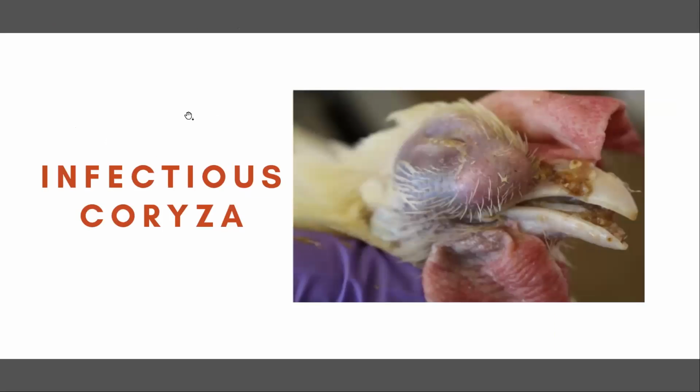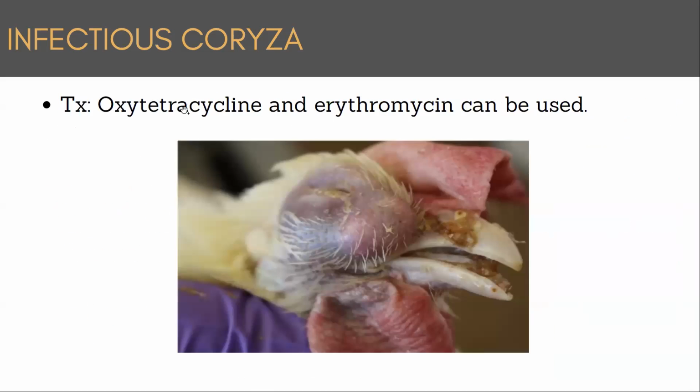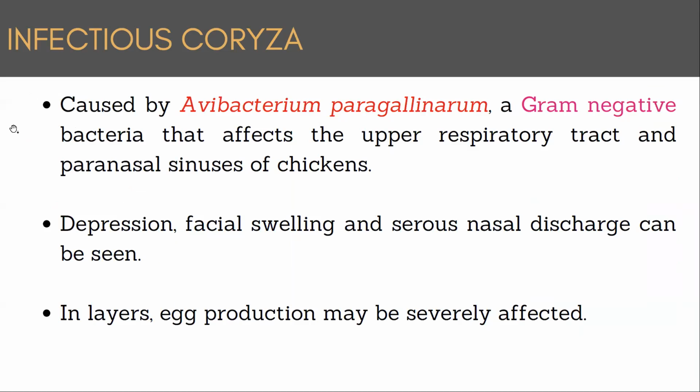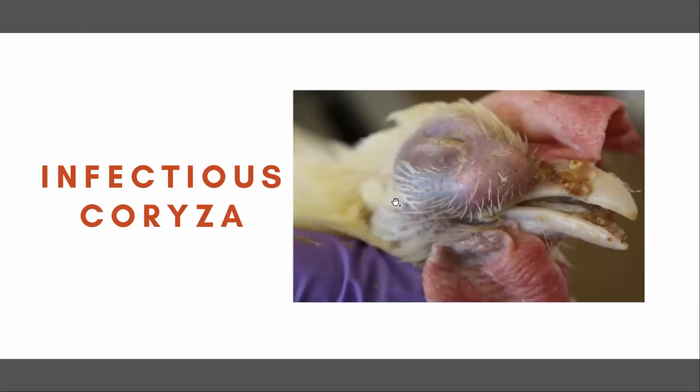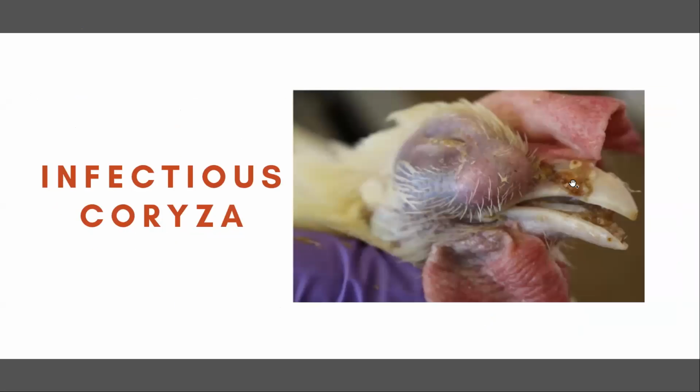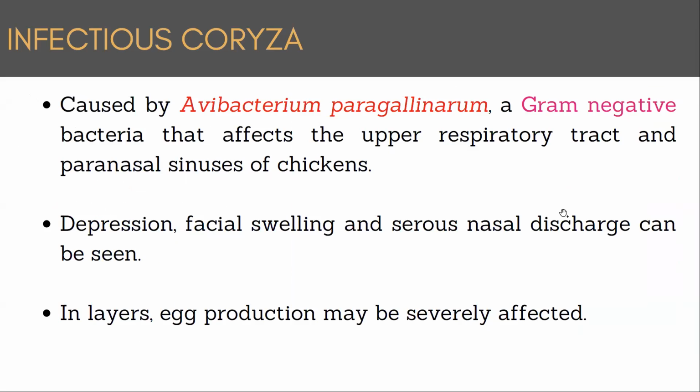Next is infectious coryza. Infectious coryza is caused by Avibacterium paragalinarum, another gram-negative bacteria that affects the upper respiratory tract and paranasal sinuses of chickens. So what do we see in infectious coryza? Depression, facial swelling, as you can see with this chicken, and serous nasal discharge, as you can also see with this chicken, can be seen.